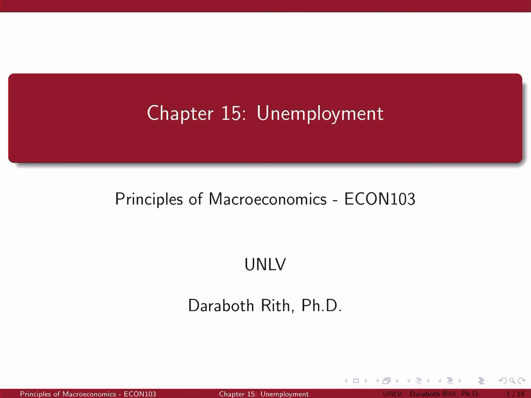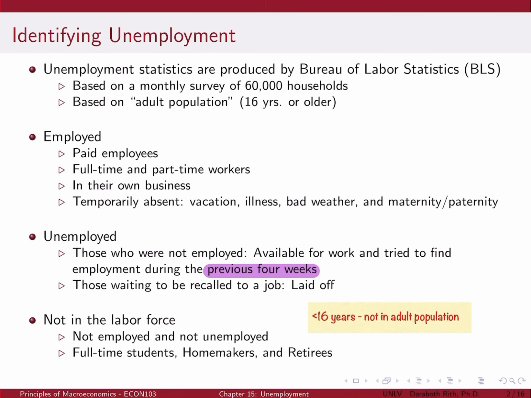Chapter 15, Unemployment. Chapter 15 is the chapter in the sequence on the level and growth of output in the long run.